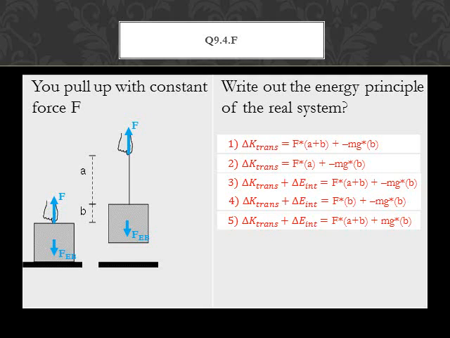And we know the work done by the external force. We did that earlier. So we can narrow this down to two answers. It's either, no, the only answer could be 3. This has the right work done by the external force. This one does not, and this one does not. So the correct answer has to be 3. So this is the energy principle for the real system, by lifting this block up.